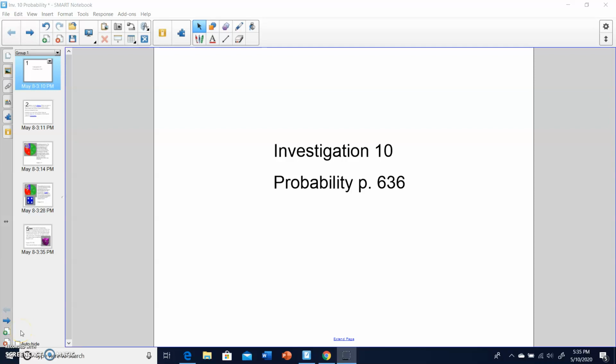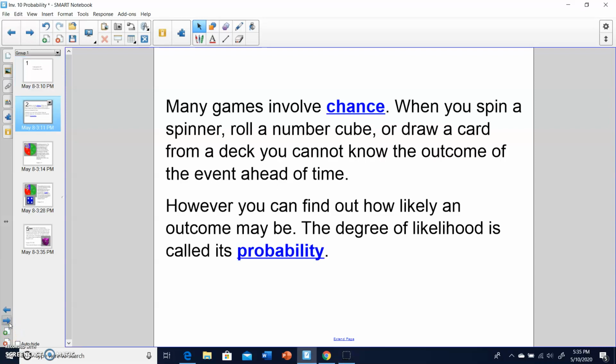Hi, fourth graders. Today we're talking about Investigation 10, which is about probability. It starts on page 636. As we go through this, you can read and follow along, and pause and answer questions as we go. Okay, so here we go.